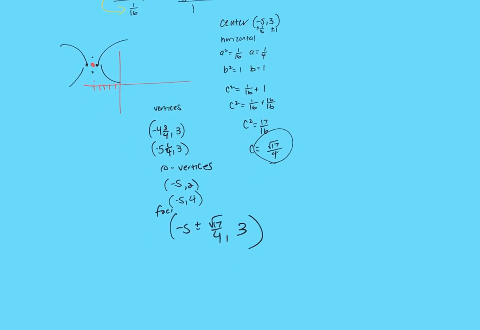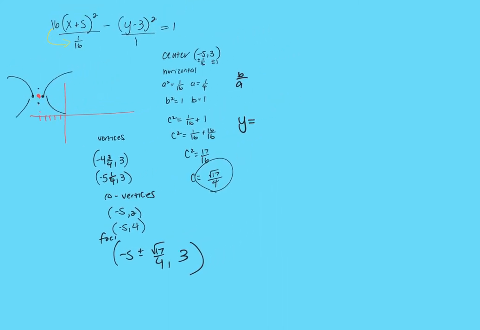And then your asymptotes, it's horizontal, right? So it's the b over a. So y would equal k, which is 3, plus and minus my b, which is 1 over 1/4, and then x plus 5. 1 divided by 1/4 becomes 4. Change, flip it, move it to the top.